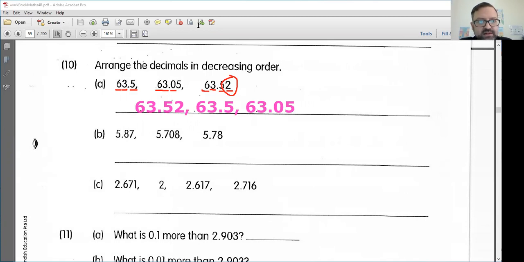All right, next, I have 5.87. We have 5 ones here. Next, I have 5 ones here and 5 ones here. All right, so next, let's move on to the tenths place. This is 8/10, 7/10, and 7/10. So I know that 5.87 is my greatest number. That should come first. Let's move on to this one here.